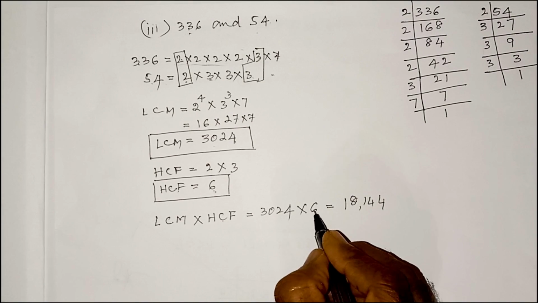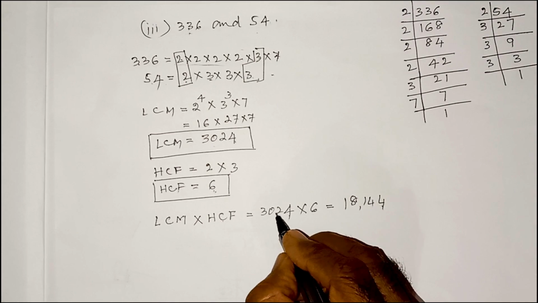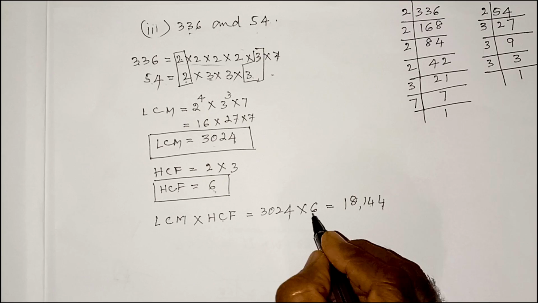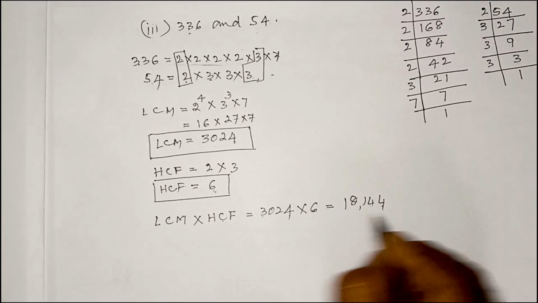You try this. 6 into 4 is 24. Left with 2. 6 into 2 is 12, plus 2 is 14, and left with 1. 6 into 0 is 1. Then write on that. 6 into 3 is 18. That's how you got this number.